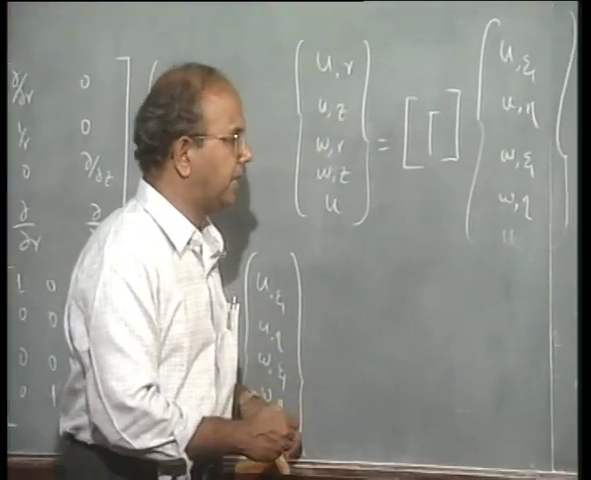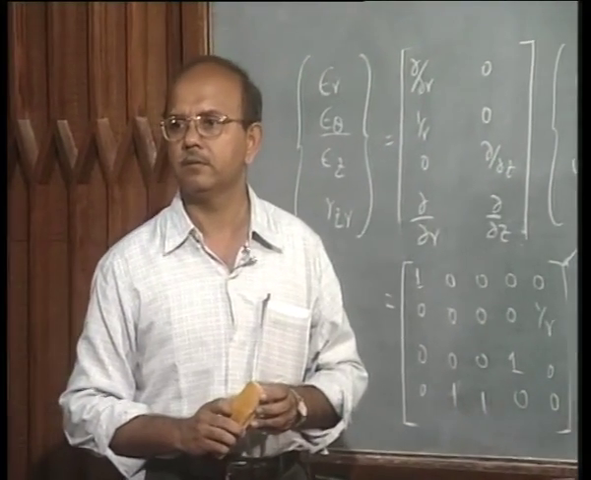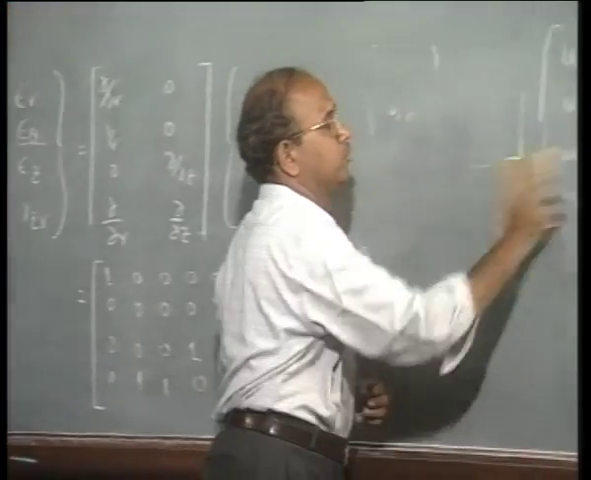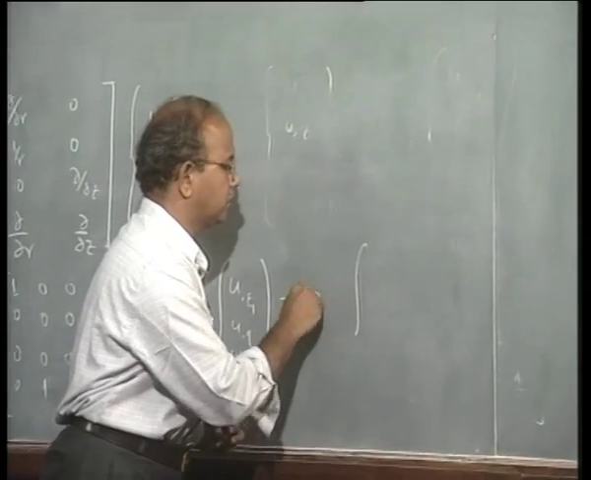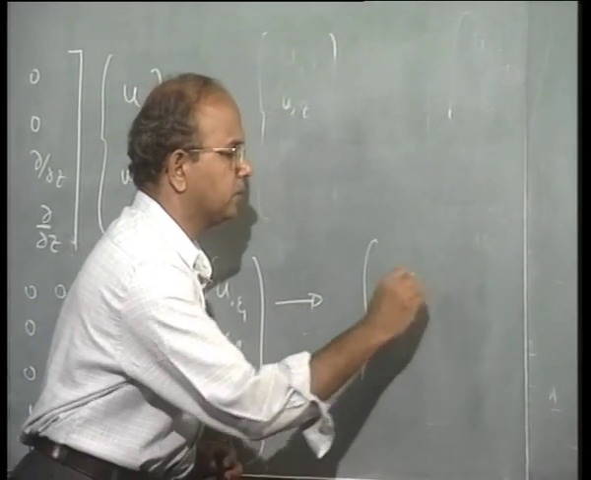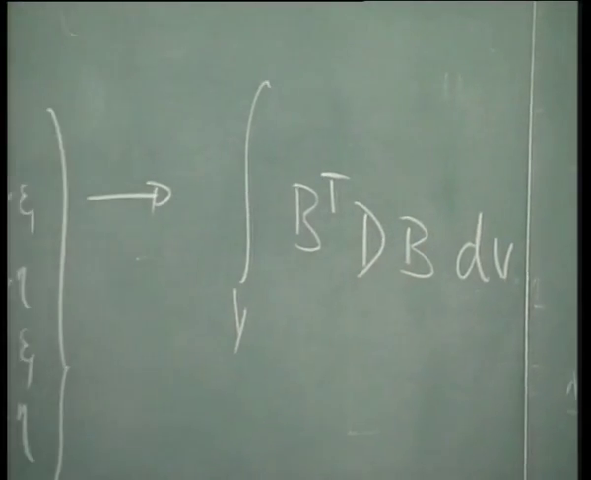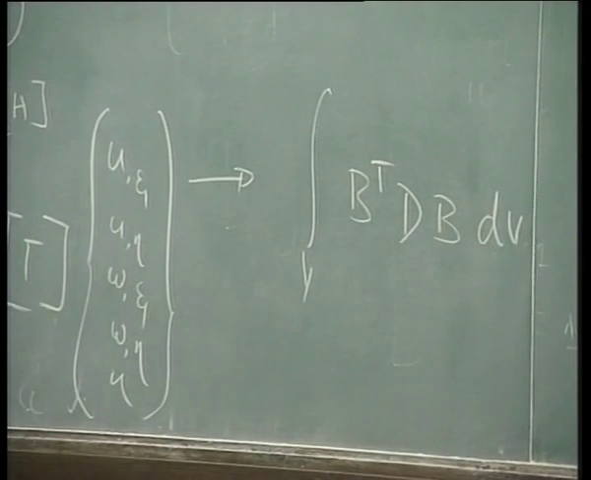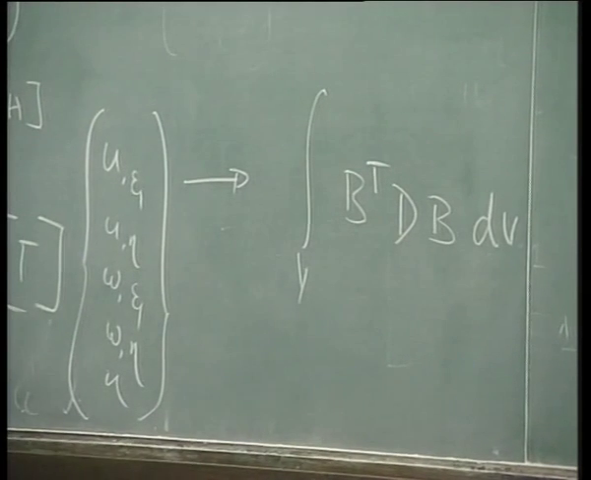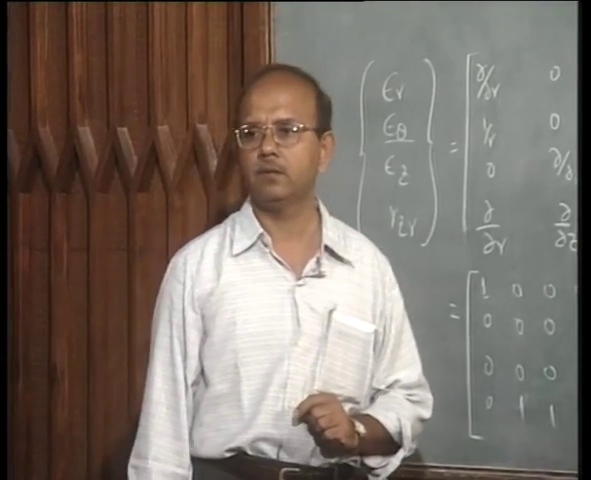Now having done that, what is my next step? I have to just substitute it in my K. So what do I do then? This is now substituted into B transpose d B dV. Now I have to get this in isoparametric form. How do I get that? How do I get that?